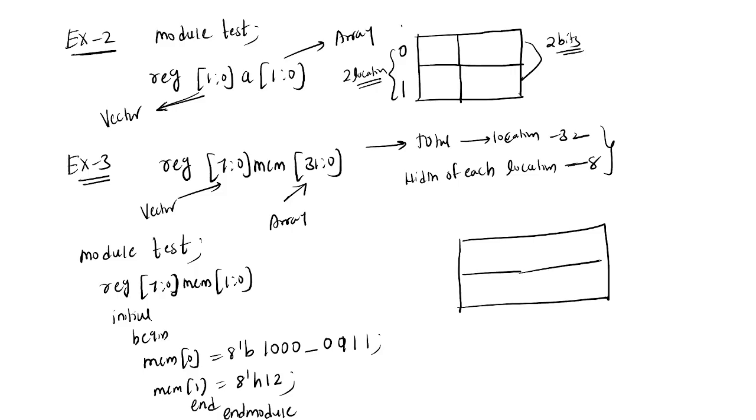This is the 0th location and this is the first location. In the 0th location, what am I storing? 10000111. In the second location, hexadecimal 12, we have to convert it into binary: 00010010. Like this we will store. So we got the point.